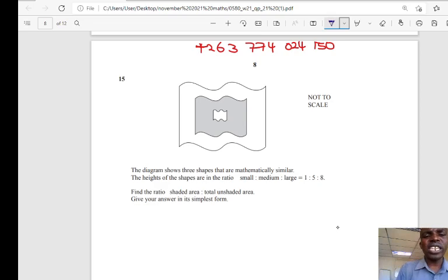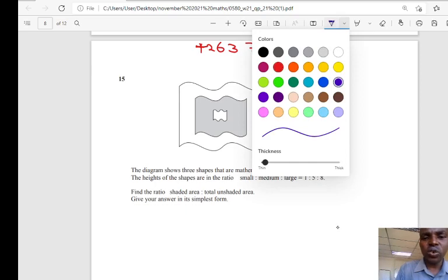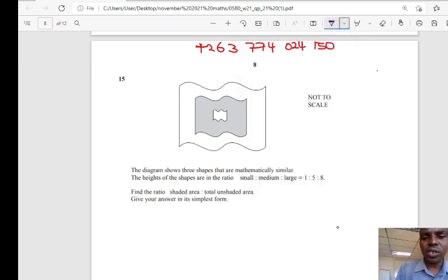Right, what you do here is you have to label the ratios first. Let me put the ratios here. This part, inside, is 1. Let me label the sides 1. This one is 5. This one is 8. So I just label the corresponding sides based on their ratios, right?